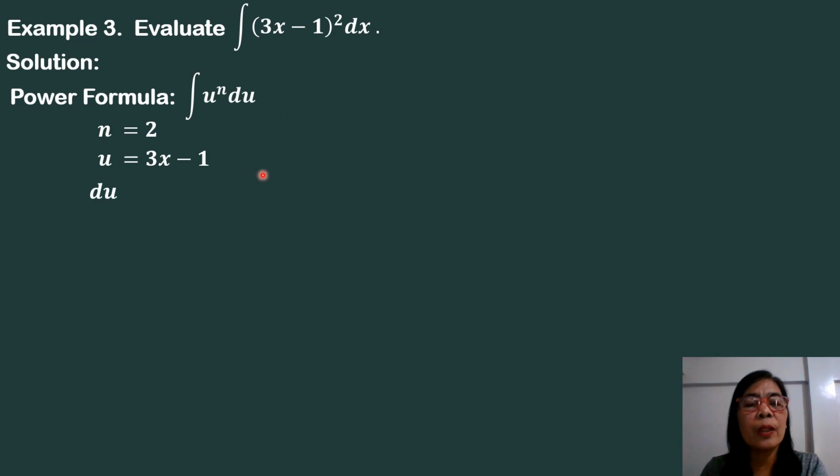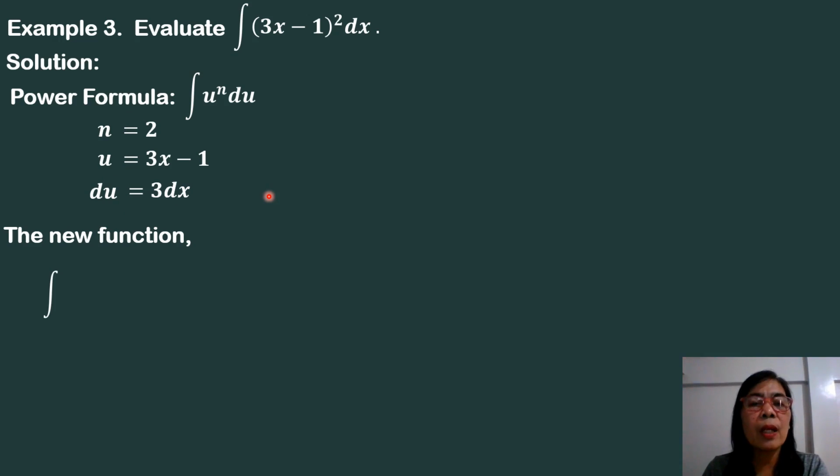So du is equal to 3 times the differential of x. Then the next step is to write a new function following the left side of the formula with the value of these elements equal to these defined values. So we have now the integral of u, which is 3x minus 1, raised to n, which is 2, times the differential of u, which is 3 dx. Your next step is to compare this new function to the given function. So as we compare these two, notice that the new function contains this constant 3, which is not found in the given.